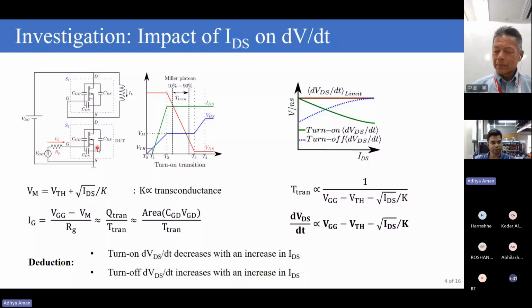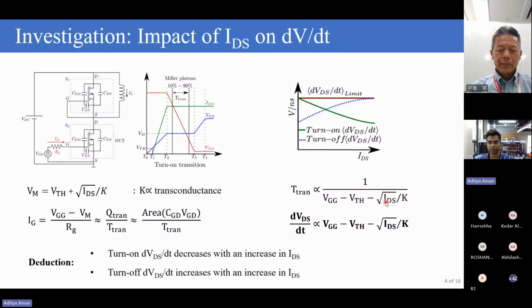Now, the total charge which is being supplied to this gate during this Miller plateau region is given as Q transition, which is nothing but the area under the CGD versus VGD curve, right? And total charge divided by total time will give you the current value. So T transition here is the transition time. Now you have these two algebraic equations with you, and if you manipulate these equations, you will end up with T transition being proportional to this particular quantity.